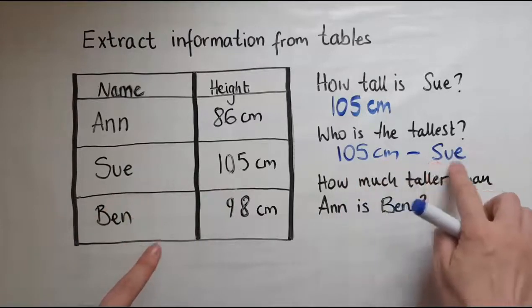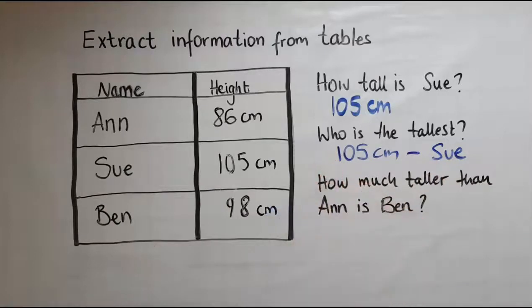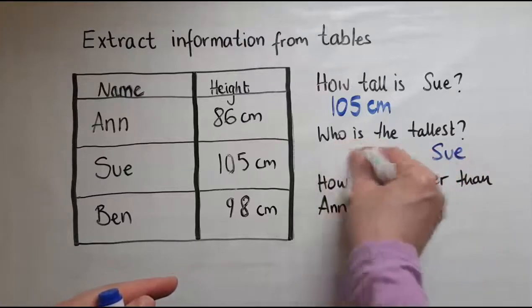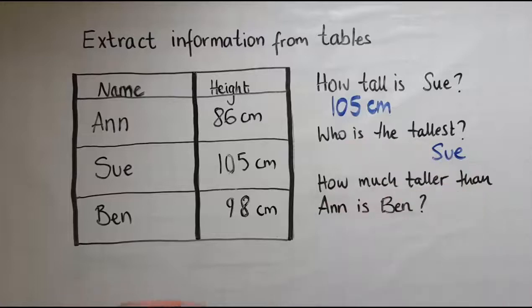You could just write Sue as well and leave out the 105 centimeters. So I will actually take it off. So who is the tallest? That is Sue. How much taller than Anne is Ben?